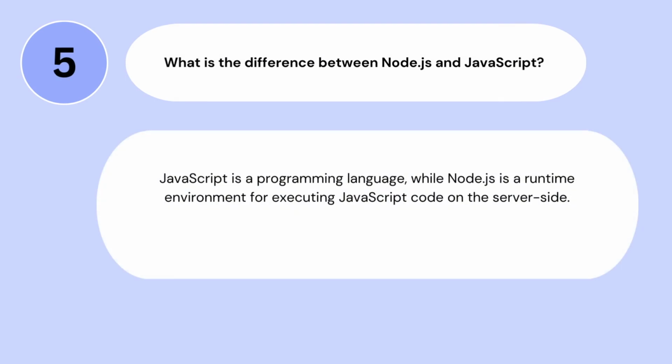What is the difference between Node.js and JavaScript? JavaScript is a programming language, while Node.js is a runtime environment for executing JavaScript code on the server side.